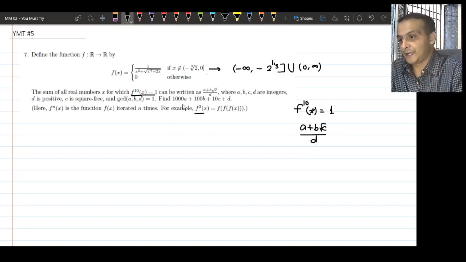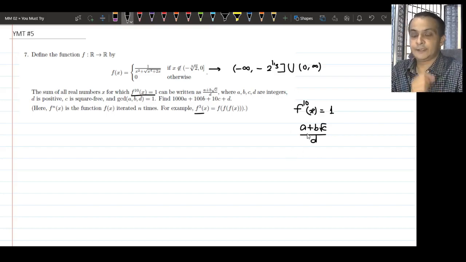So we have to find 1000a plus 100b plus 10c plus d. This value we have to find out. It means anyhow we can find all the values of x which can satisfy this equation, and we find the sum of them, and if the sum looks like that, we can simply compare these two expressions and get a, b, c and d. After getting this a, b, c and d, we can simply plug these values there and we get the answer.